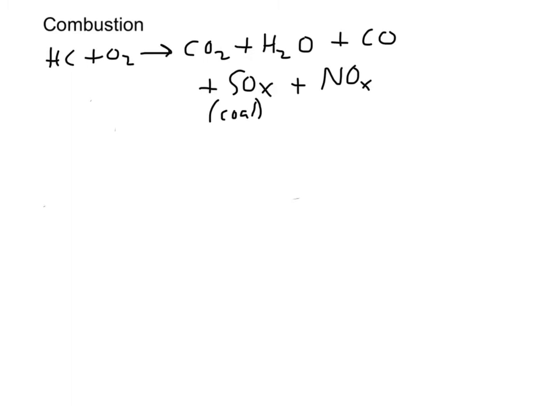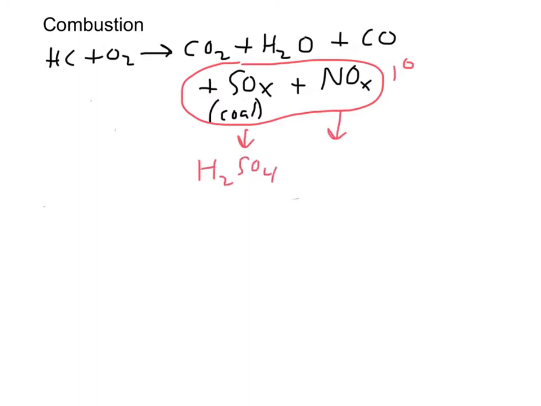All right. So these two that we just listed, these are considered primary pollutants because they go on to form secondary pollutants, H2SO4 and HNO3, which are secondary pollutants that are responsible for acid deposition, acid rain.